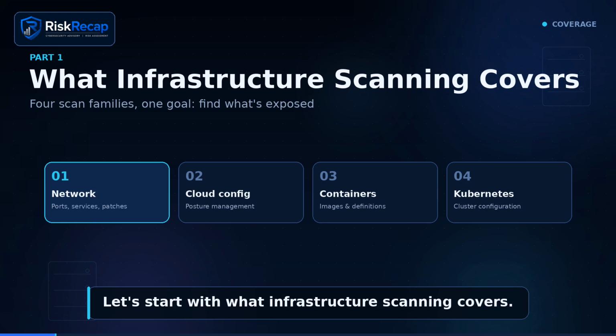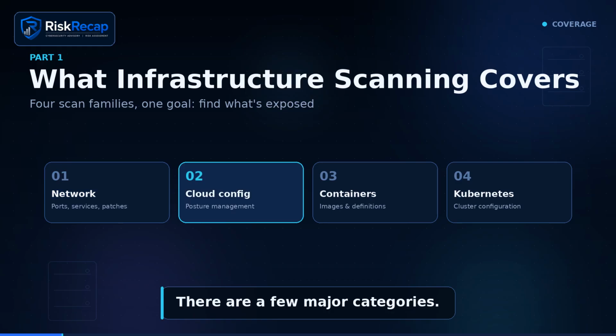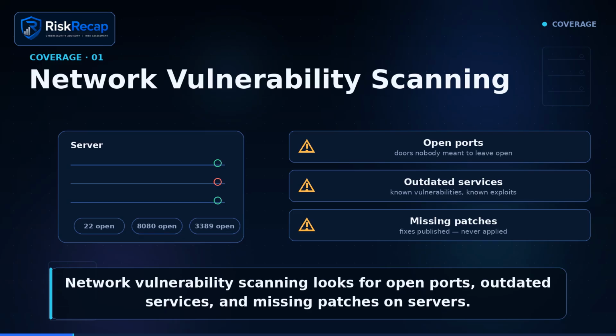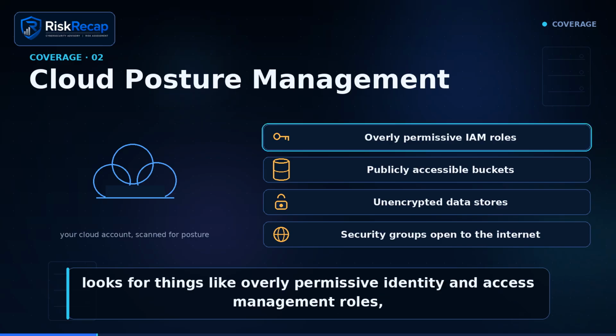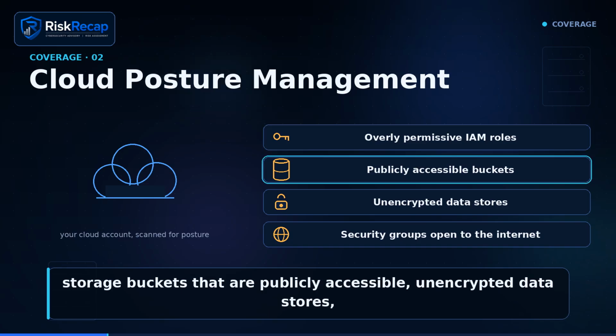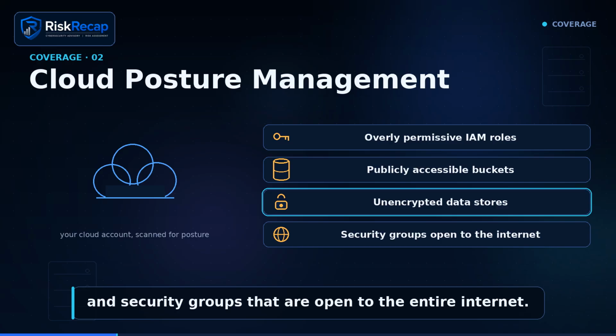Let's start with what infrastructure scanning covers. There are a few major categories. Network vulnerability scanning looks for open ports, outdated services, and missing patches on servers. Cloud configuration scanning, sometimes called cloud security posture management, looks for things like overly permissive identity and access management roles, storage buckets that are publicly accessible, unencrypted data stores, and security groups that are open to the entire internet.